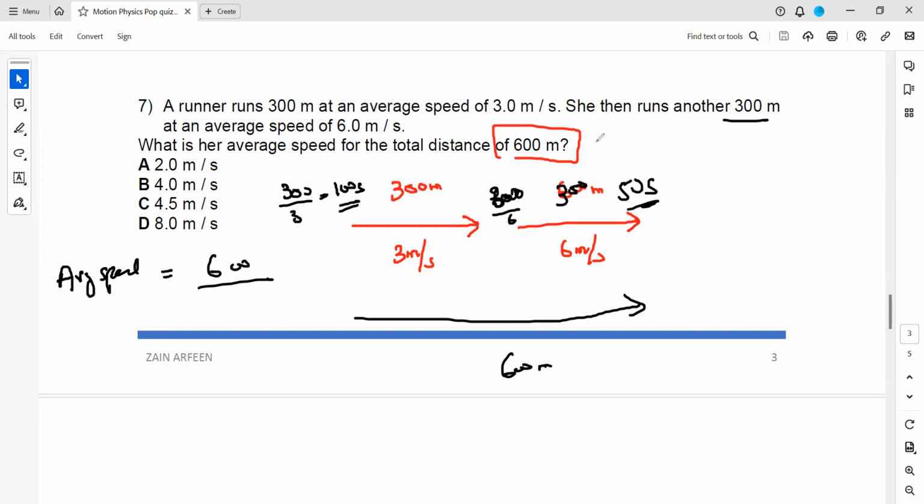The first 300 meters is run with a speed of 3 meters per second, so it took 100 seconds. The second 300 meters is run with a speed of 6 meters per second, so it will take 50 seconds. What's the total time for the journey? That equals 150 seconds. So it will be 600 divided by 150, which equals 4 meters per second. That's the average speed to run the total 600 meters. Is it clear? Discussion?